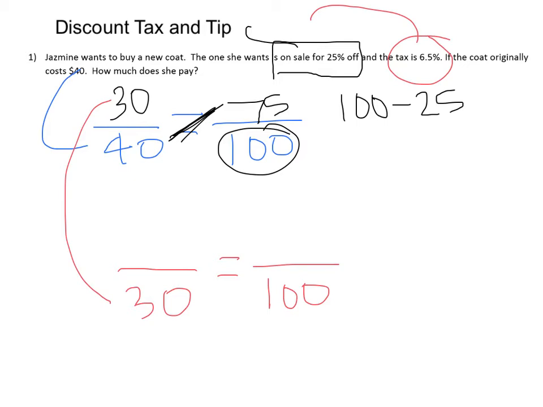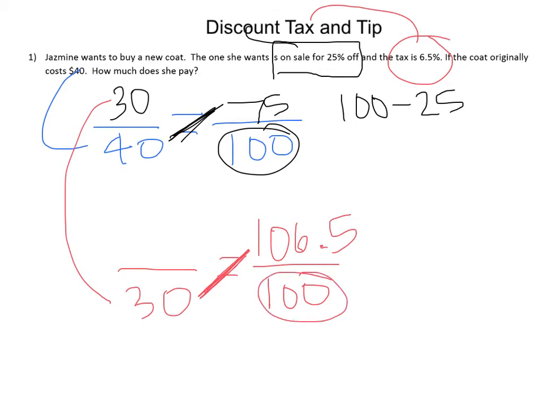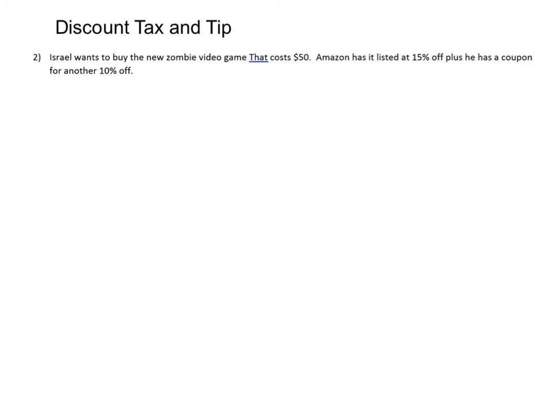So 100 plus 6.5 is 106.5. Now I can use the proportion again. Multiply 30 by 106.5, divide by 100. And we end up with a final amount of $31.95. So it's the same process that you're used to, you just now have to figure out what's going on. Here's another type of problem.